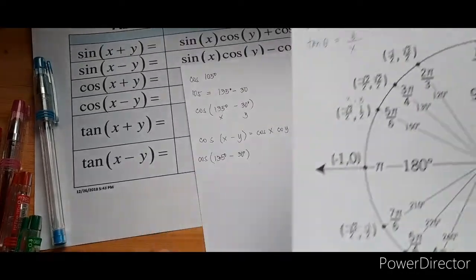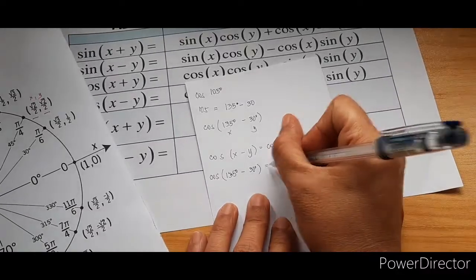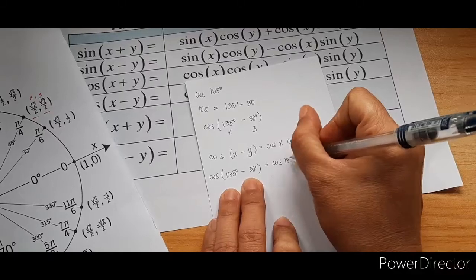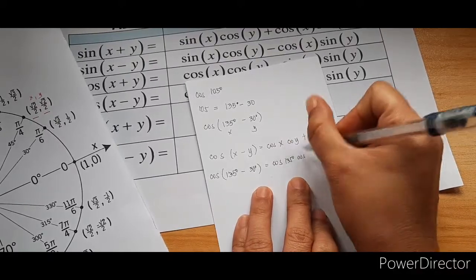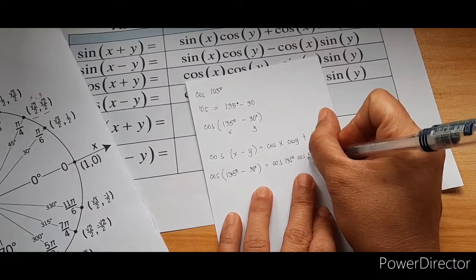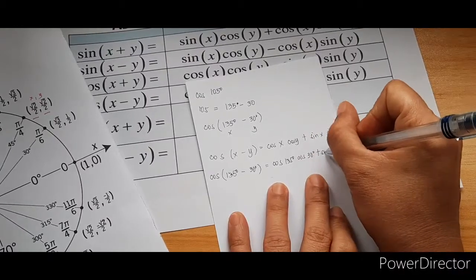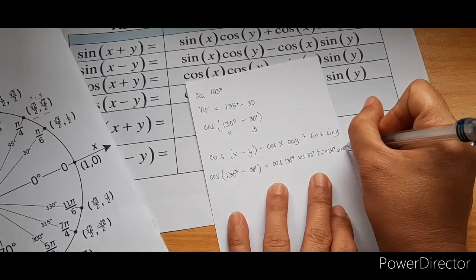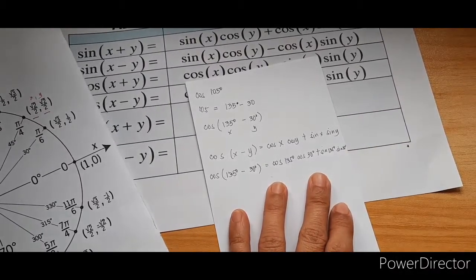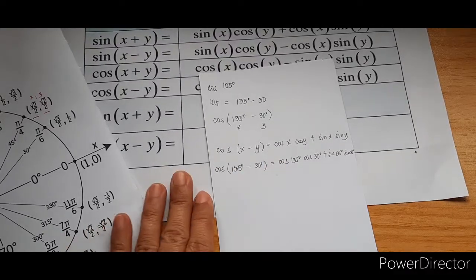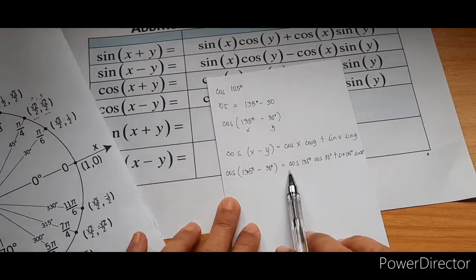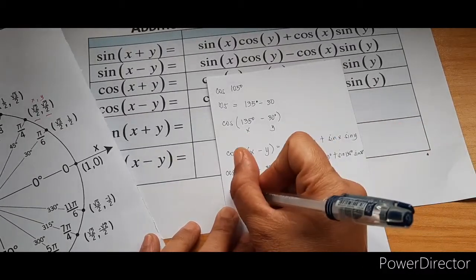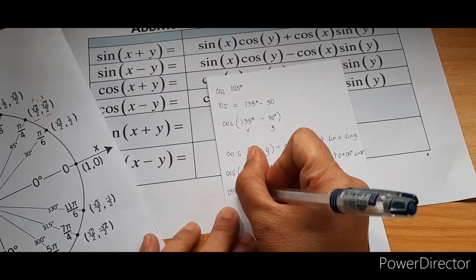Okay, so that will be equal to cosine 135 degrees times cosine 30 degrees plus sine 135 degrees times sine 30 degrees. Nakikita nyo pa ba? Maliliit na ba masyado? Okay. And so, ang susunod natin gagawin ay titignan natin yung coordinates ng 135 degrees.